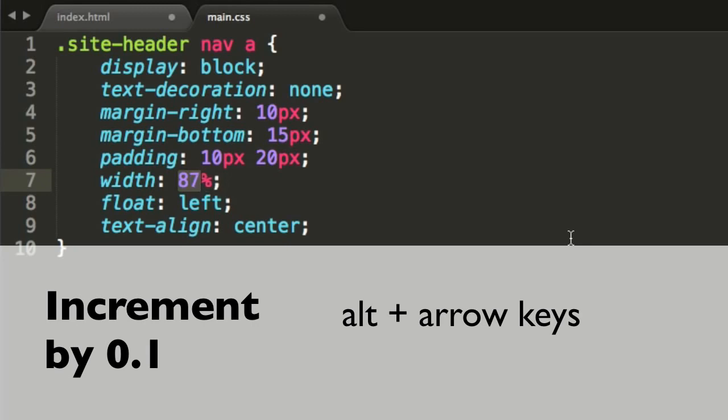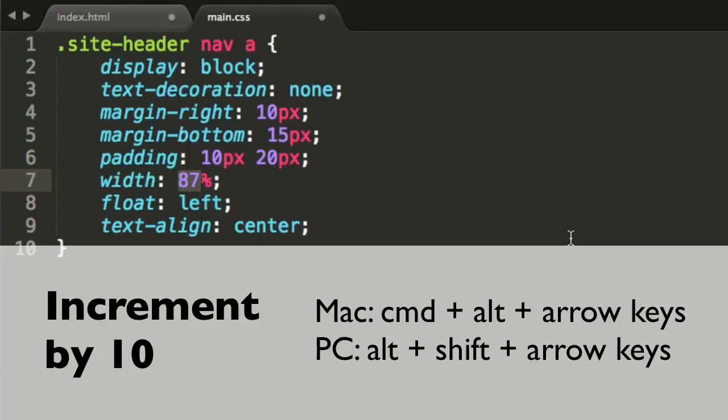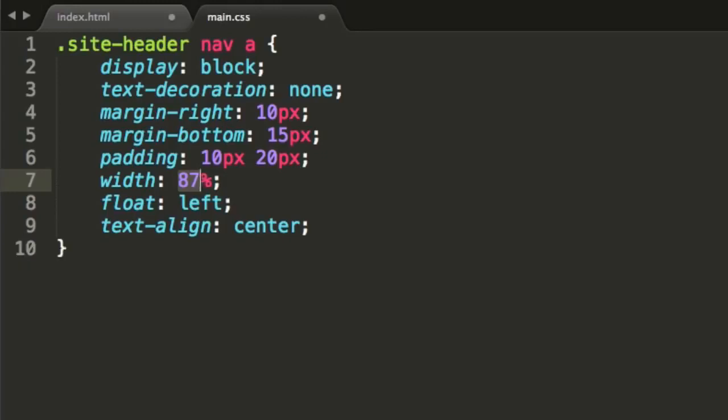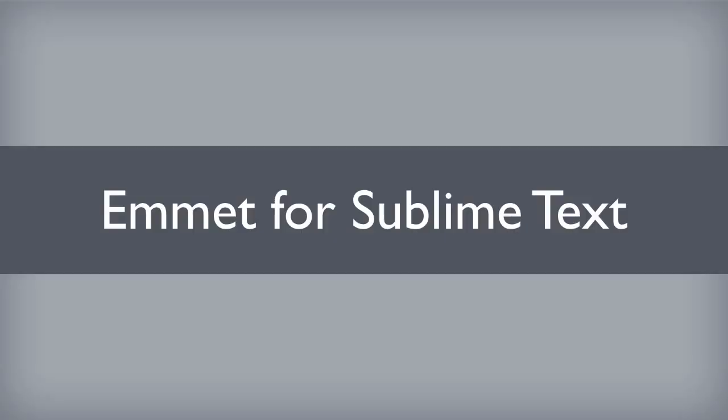And if I want to increment by 10, I just hold down Command and Alt at the same time and then use my arrow keys. For PC, it's Alt and Shift plus your arrow keys. And that's going to bring this lesson on Emmet to a close.